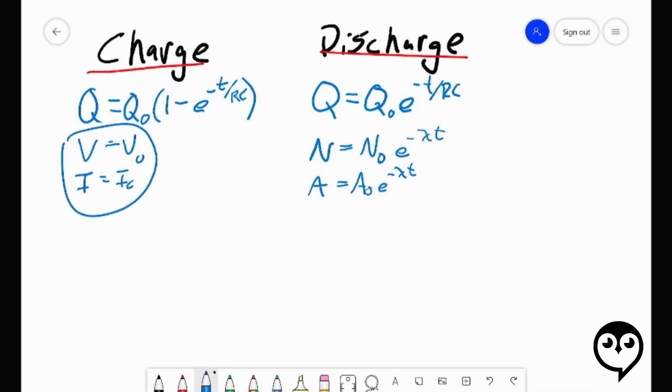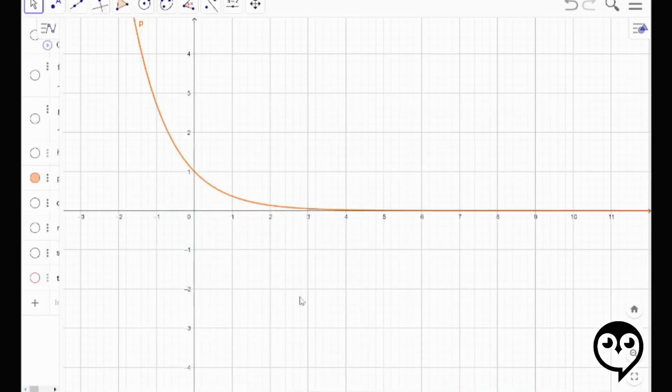But the point is, you're going to start off at a certain amount, and then you are going to deteriorate. As time increases, you've got e to the negative, and it's going to be a very, very, very large number, which makes it a very small answer on the y scale. That's for the discharge.